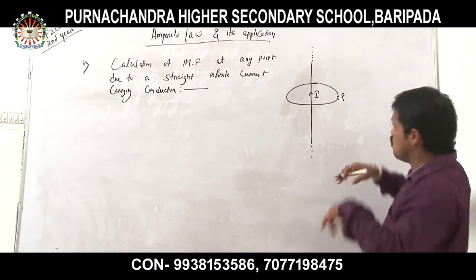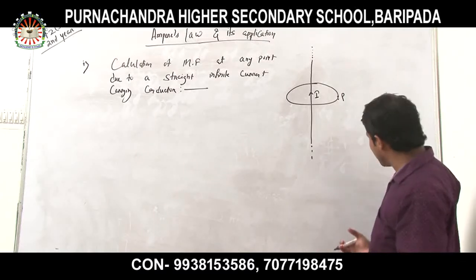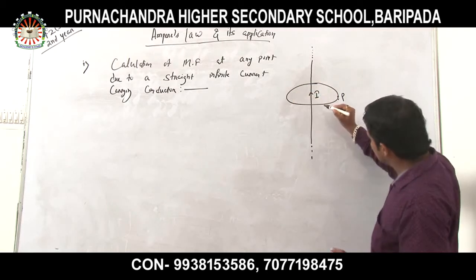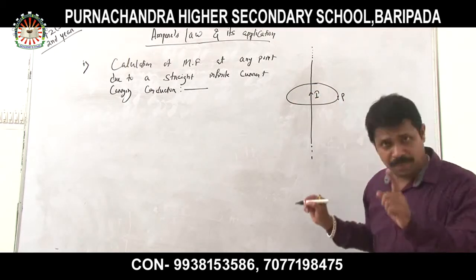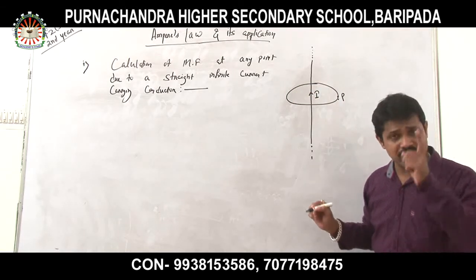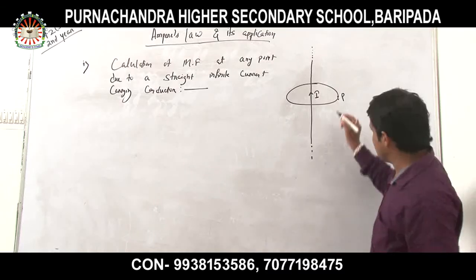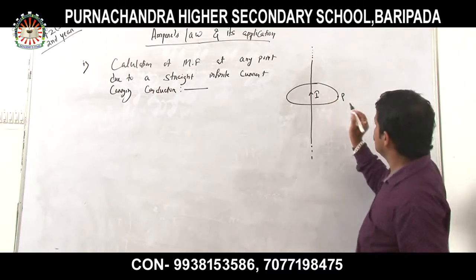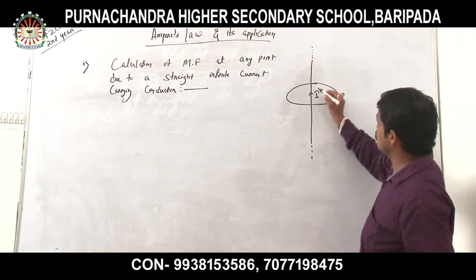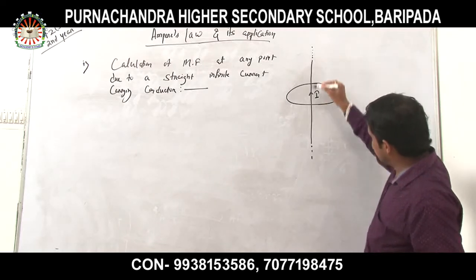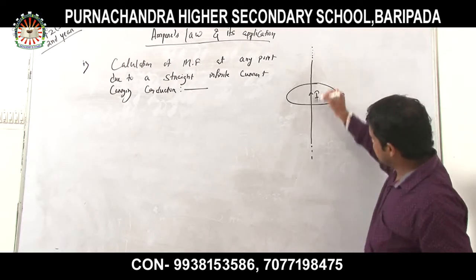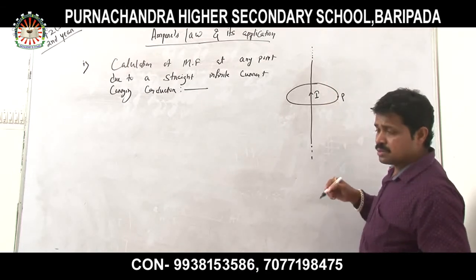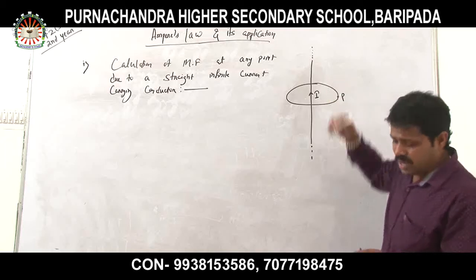Very simple. So now what I have to do first? First I have to take a loop. So let us take a loop which is passing through the point P. Listen very carefully to my words. Now this is my current carrying conductor. Due to this current carrying conductor, a magnetic field arises around it.